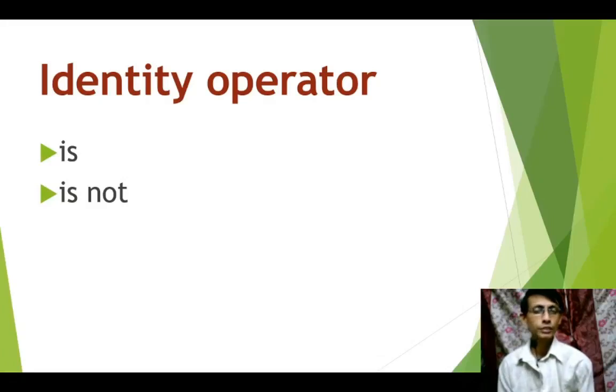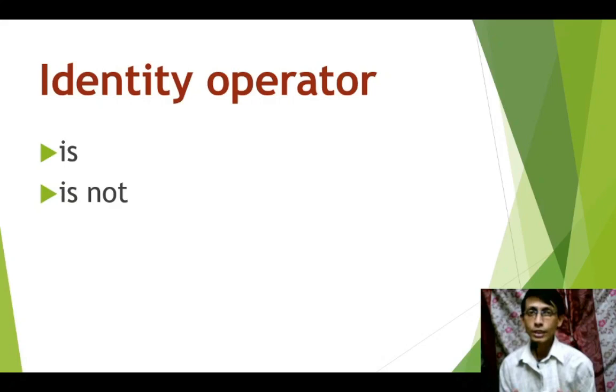Hello everybody, in this video I will talk about the Python identity operator. It is a new operator in Python. It has two functions. One is to check whether two object references are pointing to the same memory location or not. And number two is to check whether two data types are the same or not.